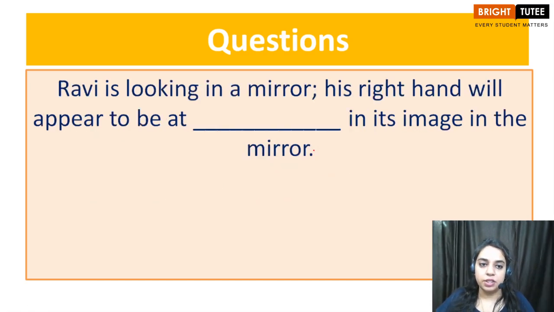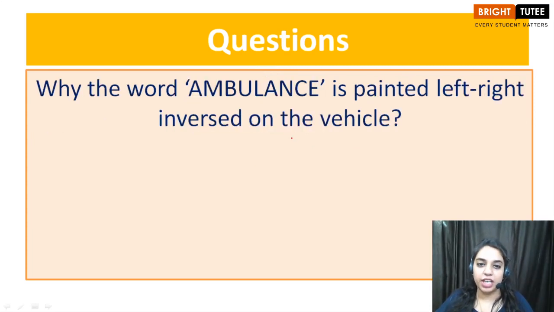Next question, Ravi is looking in a mirror. His right hand will appear to be at dash in its image in the mirror. So he is looking himself in the plane mirror, so it should be plane mirror, and his right hand will appear to be at his left in the image. Okay, because of the lateral inversion. Let's move to the next question.